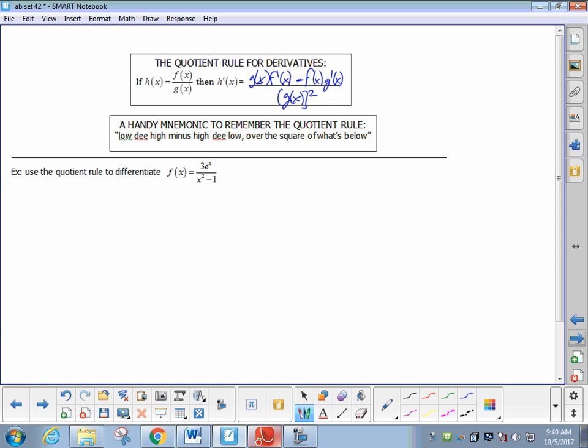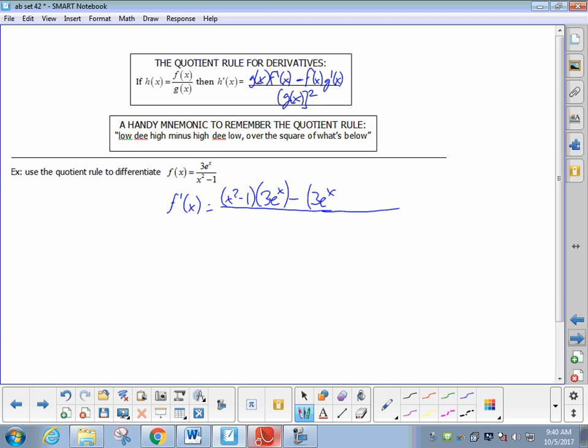Here we go. This is a quotient, I think you'll agree, so let's take the derivative. Low is x squared minus 1. It's the low function, no derivative. D high is the derivative of the higher function, that is the derivative of 3 to the x, which is 3 to the x. I said 3 to the x, I meant 3 ln 3 to the x. Minus high, that is the upper function, no derivative.